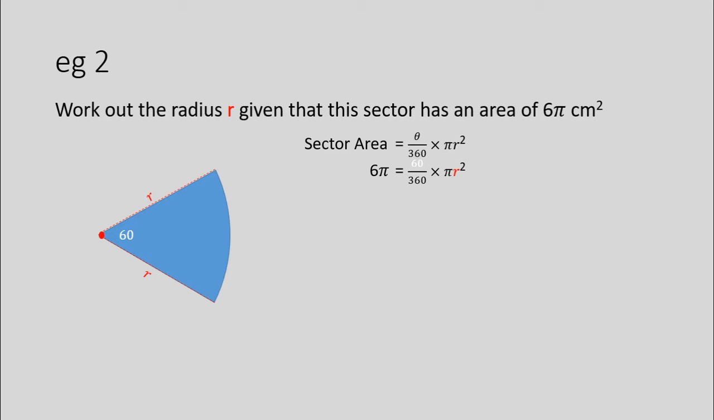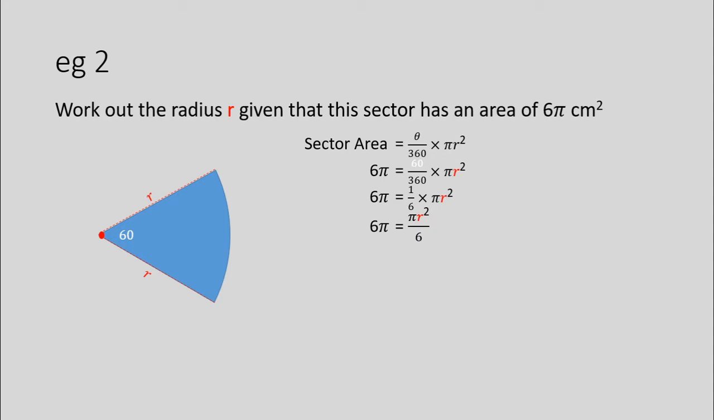60 over 360 can easily be simplified by dividing both top and bottom by 60. That's 1/6. Now again, multiplying a fraction by a whole number term, we just need to multiply the top of the fraction. So that's pi r squared over 6. Now I want to get the r on its own.